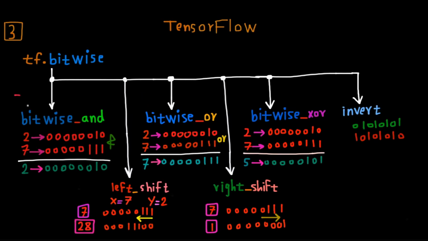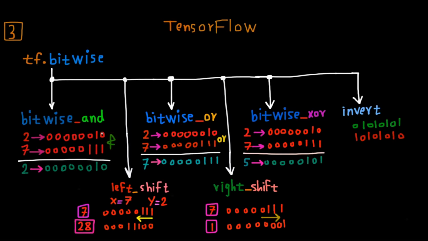Let's first talk about the bitwise AND function. This function has three arguments, x, y, and name. This function computes the bitwise AND of x and y. Let's take an example to make this clear. Let's first suppose that x equals 2 and y equals 7. As you know, any decimal number can be represented in the binary system. Here is the binary representation of 2 and here is the binary representation of 7. And we will apply the bitwise AND operation between these two binary numbers.